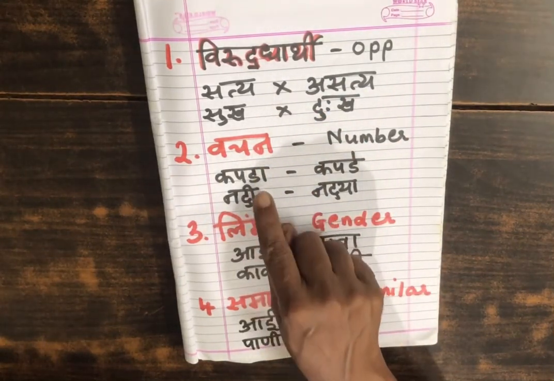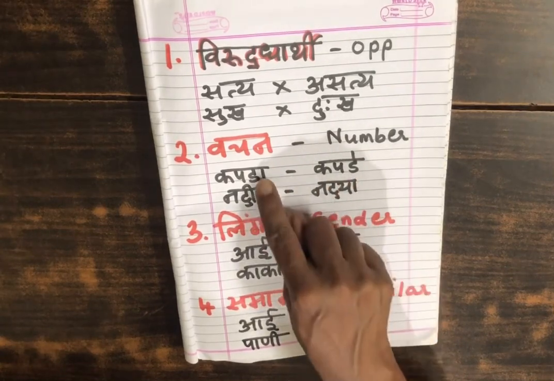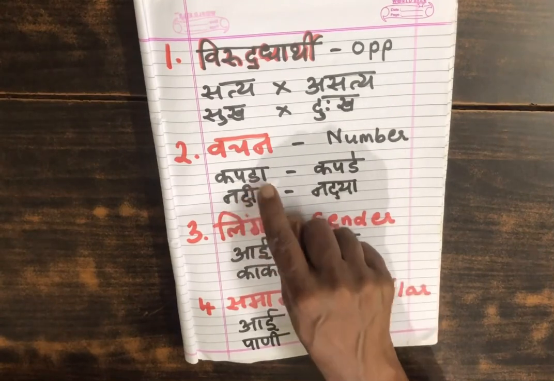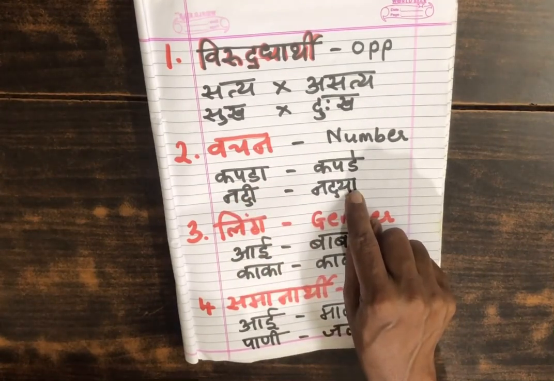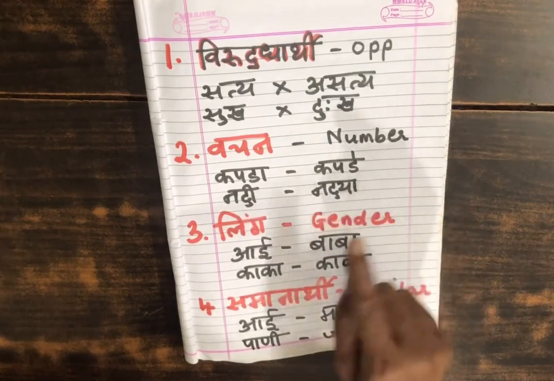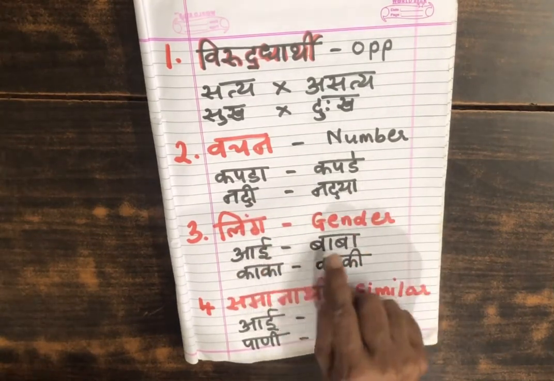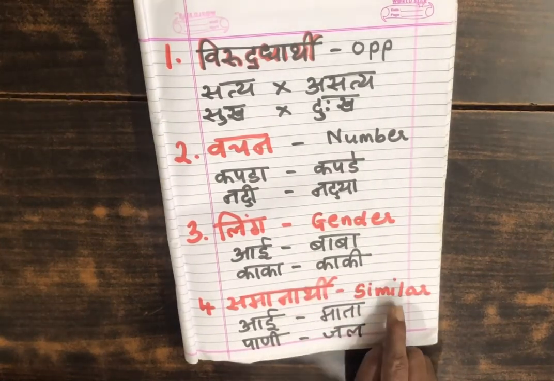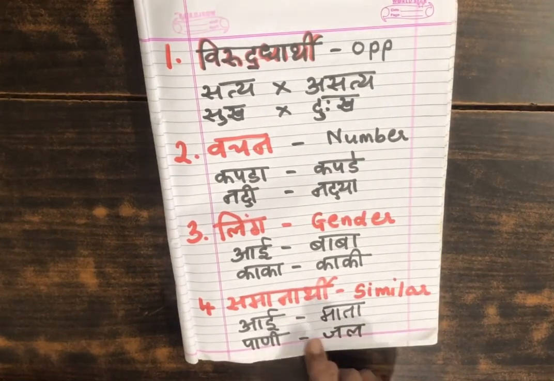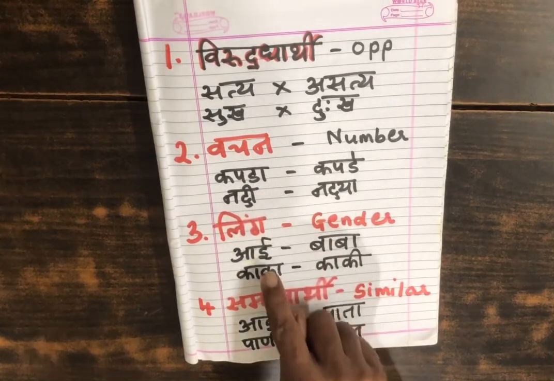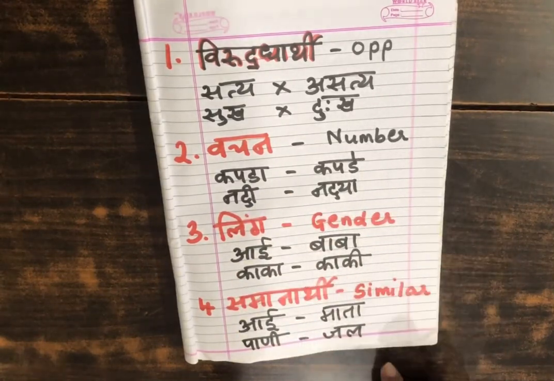Vachan badla, remember all the A changes to E. Kapada, kapde. All the E changes, remove the E sign and just add Ya. Nadi, nadiya. Vahi, vahiya. Ling badla, gender. Ai, baba, kaka, kaki, more, landor. Samanarthi, similar words. Give meaning. Ai, mata. Pani, jal. And so on. So these are Virodharthi, Vachan, Ling and Samanarthi. 1, 1, 1, 1, 4 marks.